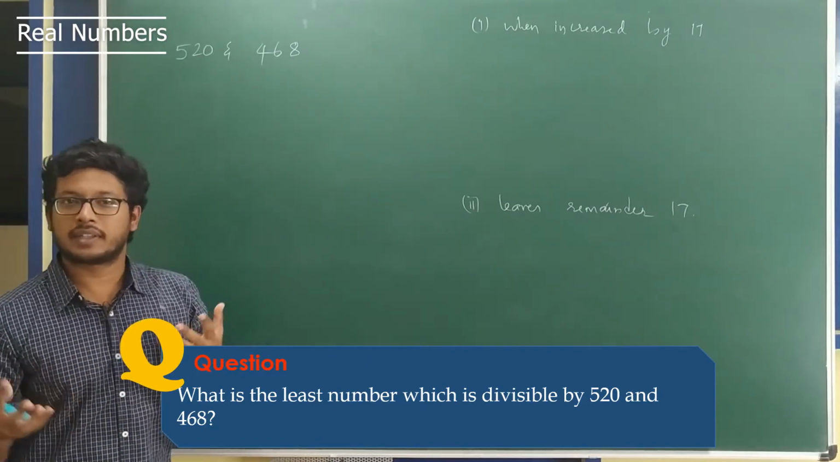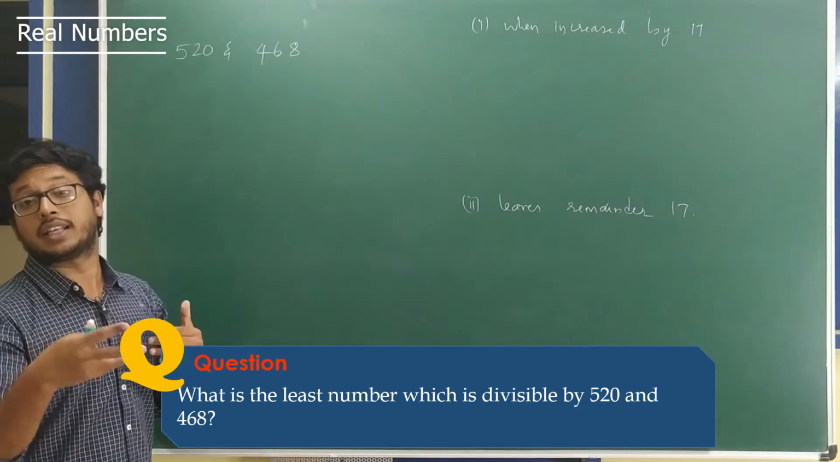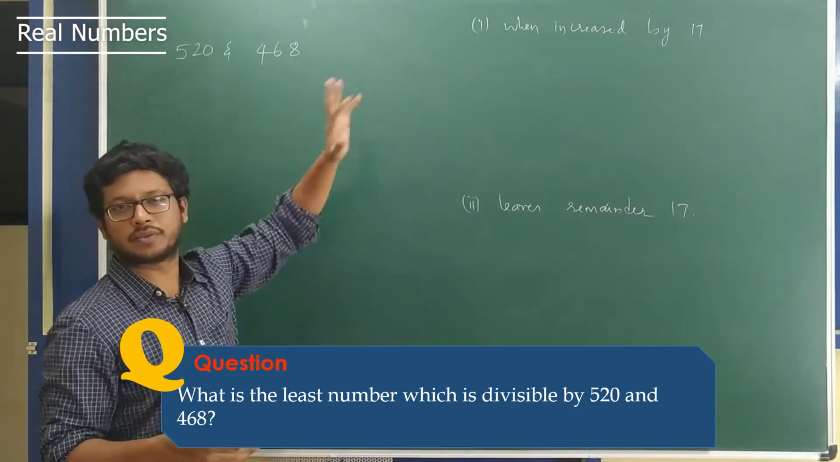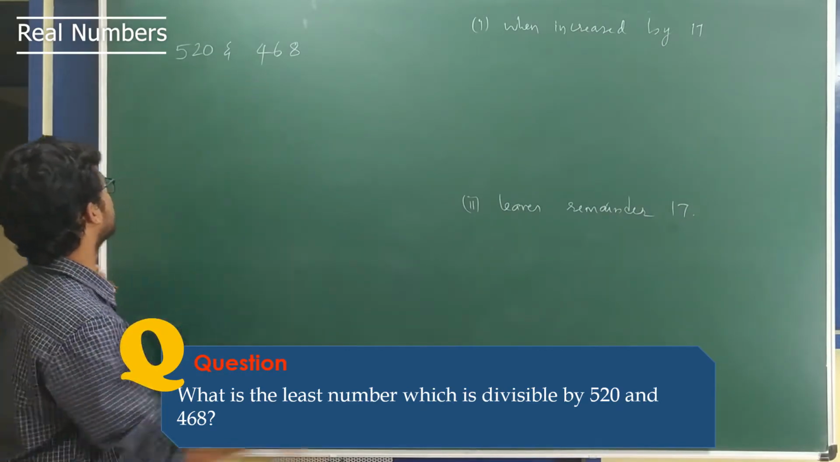So what number are we thinking? Are we thinking of a number which is greater than these two or smaller than these two? We are thinking of a number which is greater than these two, which means we have to find the LCM of these two. So let's find the LCM of these two.